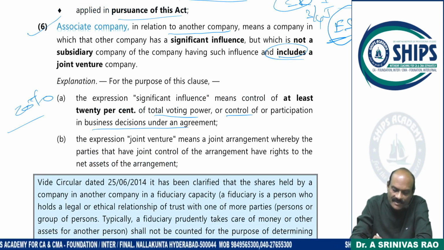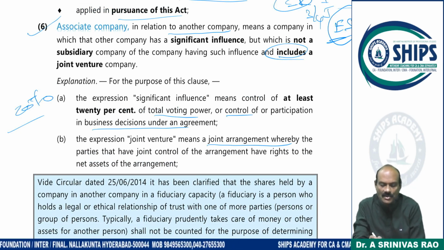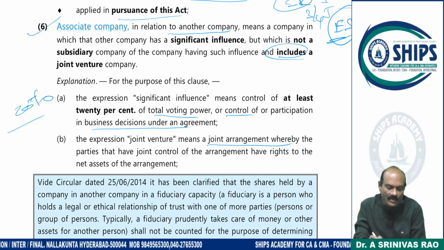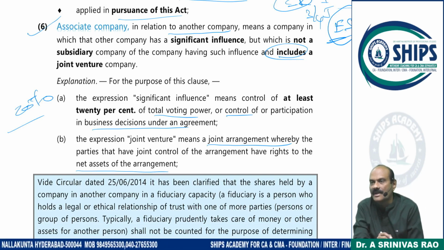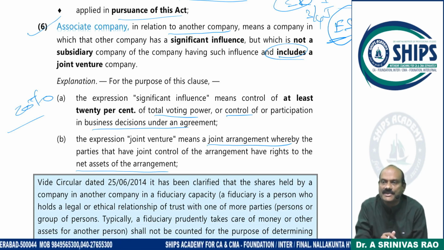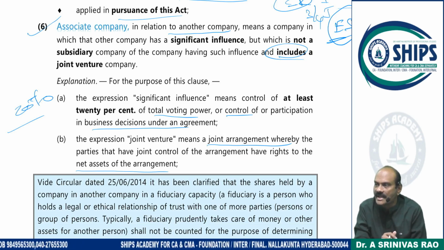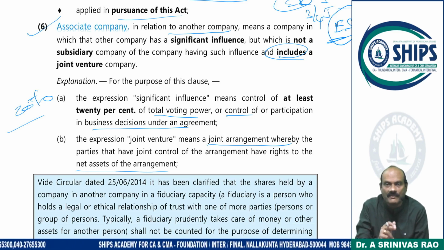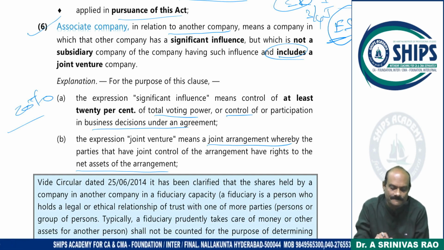Here, joint venture means a joint arrangement whereby the parties that have joint control of the arrangement have rights to the net assets of the arrangement. Nowadays, we are seeing two companies coming together and starting one joint venture with a view to grab a market opportunity. Those joint ventures are also included in the meaning of associate.